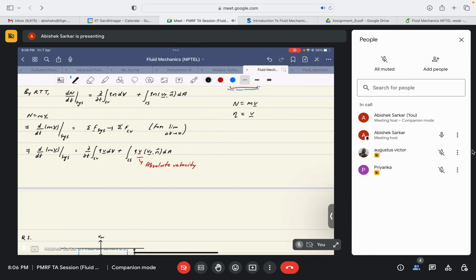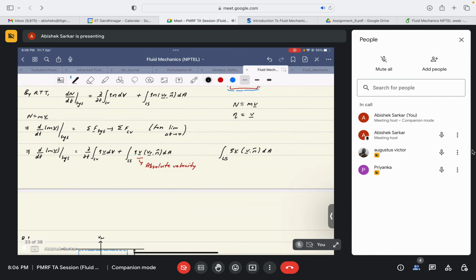In which case do you think we can write the second term as rho V dot n cap dA? In which case do you think we can write the second term in this form? Stationary control volume. Absolutely correct. If the control volume that you have chosen is stationary, we can write Vr is equal to V. So our second term would be of this form.